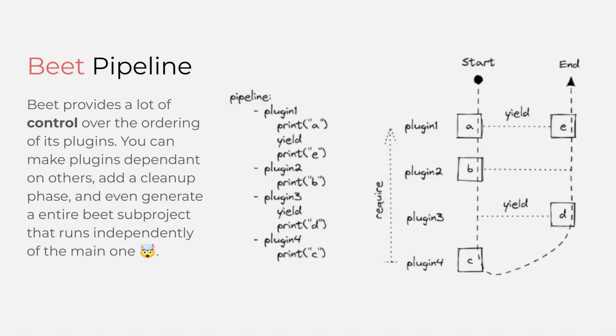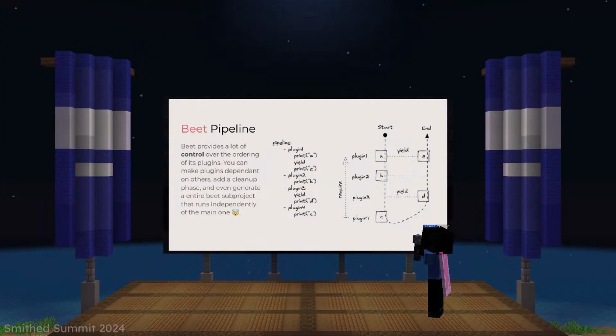The Beet pipeline gives you a lot of control when ordering these plugins. This is a bit more of a complicated example here, but it just shows how flexible the pipeline is. Plugins can be dependent on other plugins. You can add a cleanup phase that happens after the yield statement, and you can even generate an entire sub project in your actual pipeline, and you can have infinite nesting if you want. It really can be as simple or as complex as you desire. But the idea is the flexibility is in your hands.